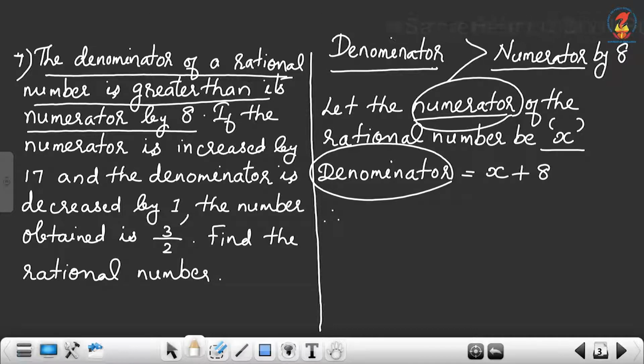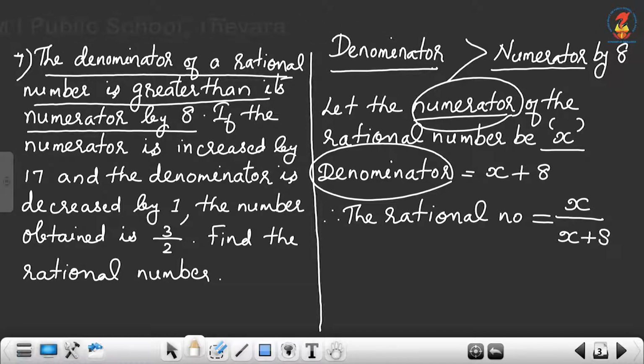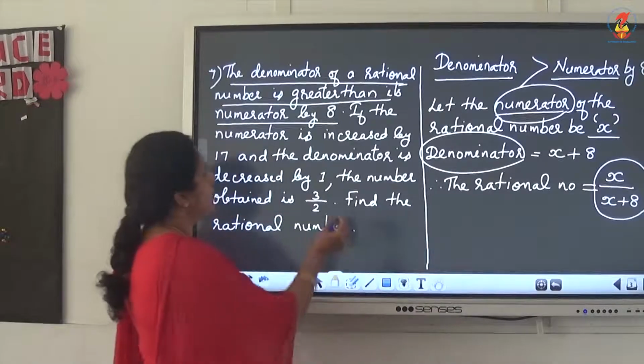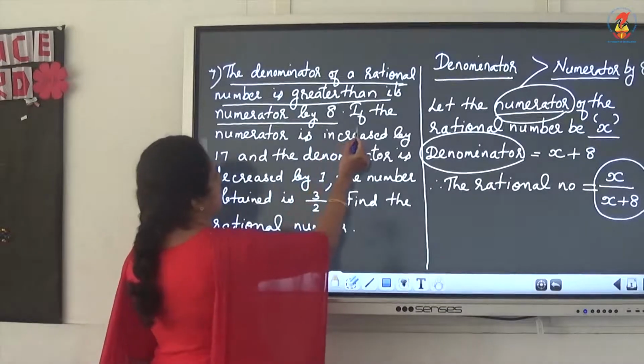Therefore, what is the form of the rational number? The numerator is x, and numerator by denominator is x by x plus 8. So, the given rational number is of the form x by x plus 8. Now, we want to find the value of x. Now, look at the next statement.